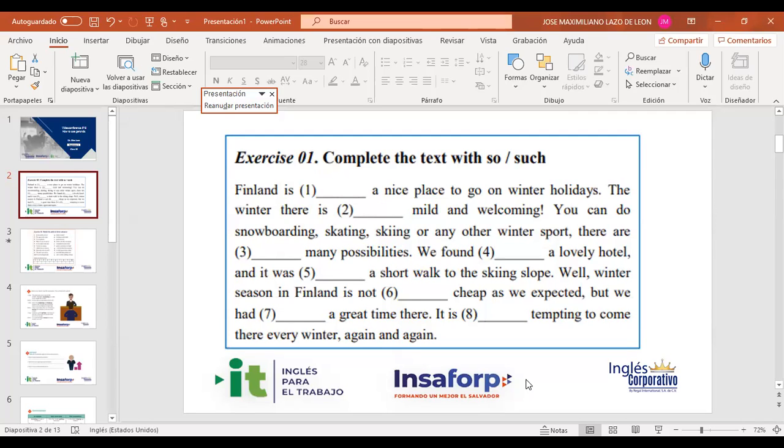We found such a lovely hotel and the what? It was. It was, continue. It was such a short walk to the skiing slope. Well, okay. Winter season in Finland is not so cheap as we expected, but we had such a great time there. Okay, somebody else? Okay, good. It is so tempting to come there every winter again and again. Okay.